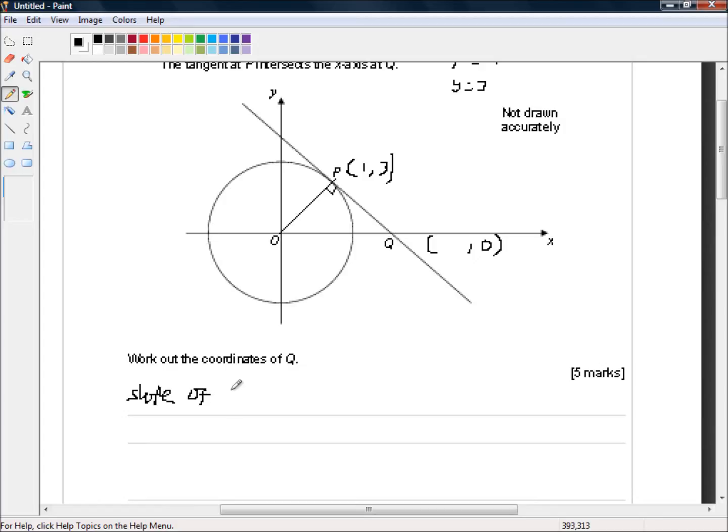And the slope of this line, OP. So the slope of OP equals, it's started from 0 and gone to 3, so it's gone up 3 minus 0, and it's gone across 1 minus 0, which is equal to 3, which means the slope of the line PQ is -1/3, because -1/3 times 3 will be -1, which is perpendicular.